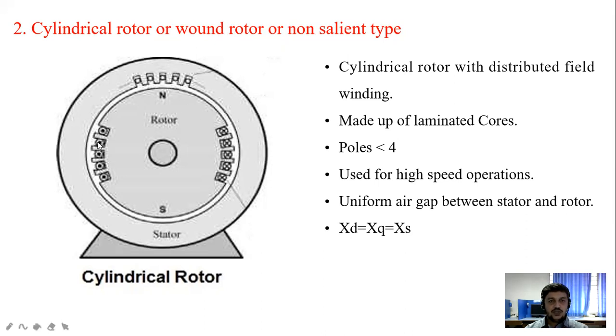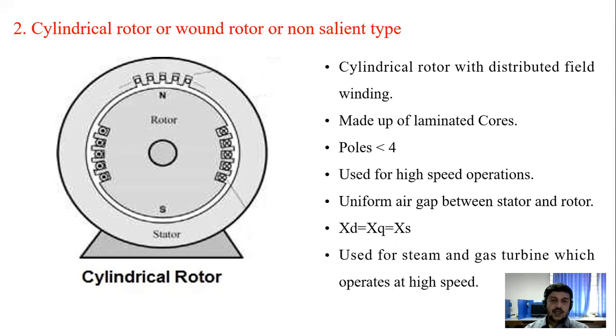If you look at this figure, in between the stator structure and rotor, the air gap is uniform, whereas in the case of a salient pole machine, the air gap is minimum at the pole shoe and maximum where the pole structure is absent. As this machine runs at very high speed, these machines are used along with steam and gas turbines, which are generally designed for high speed applications. So we use cylindrical rotors along with steam turbines and gas turbines.